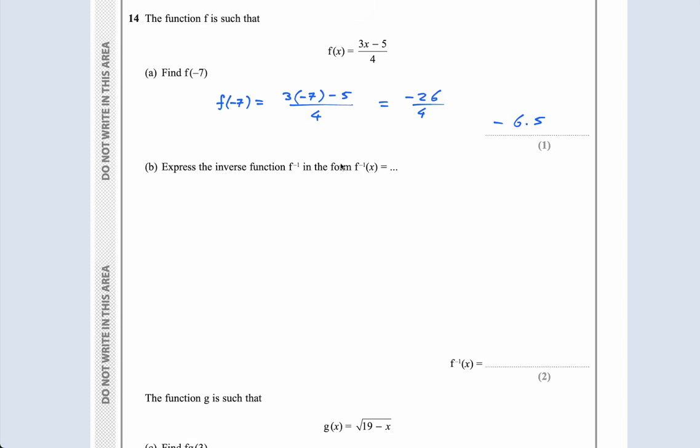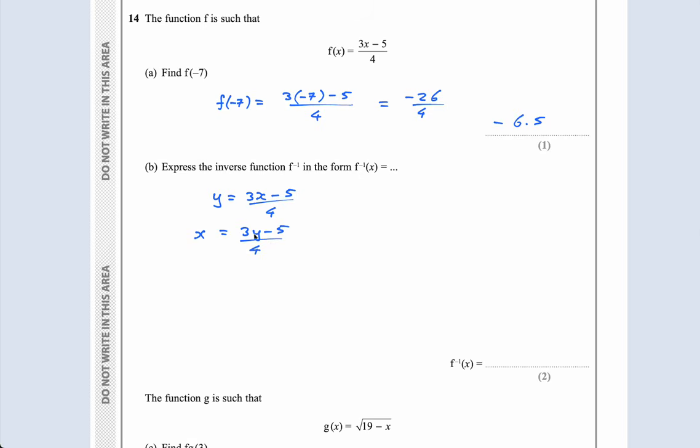Part B. Express the inverse function in the form f inverse of x. Okay, so to get the inverse function, guys, first you let y equal 3x minus 5 over 4. Then we swap x and y, because by definition, that's what the inverse function is. It's when you change around the domain and the range. So x is equal to 3y minus 5 over 4.